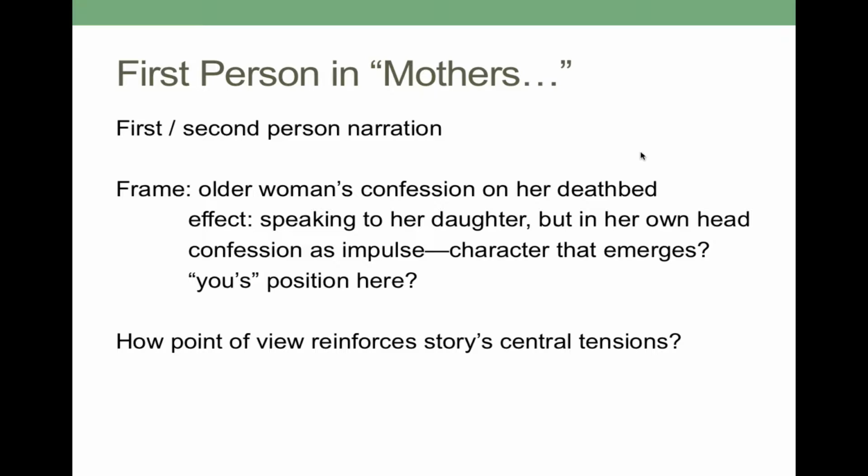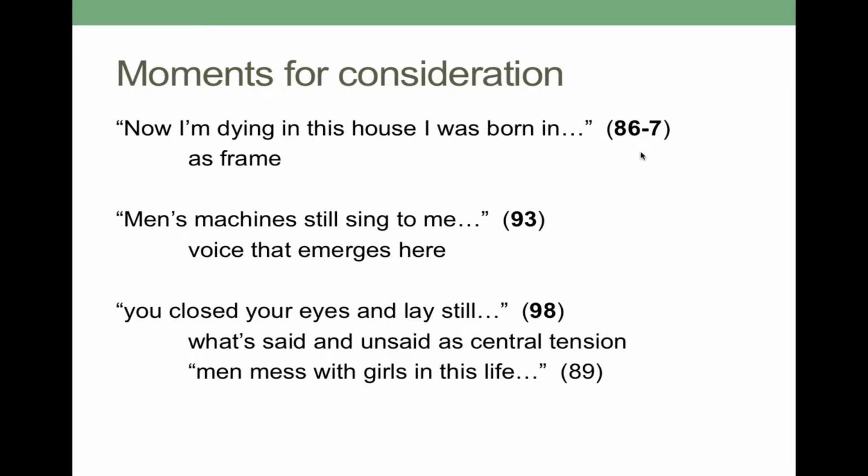It's an interesting tension that's set up there within this first person narration, that the you never hears the confession and never forgives or never finds a point of connection with the first person who's speaking in the story. So I wanted to look at a couple moments in the story and think about how point of view reinforces the story's central tensions in that regard. Near the bottom of page 86 in the story, we get the narrator who announces this confessional intent.